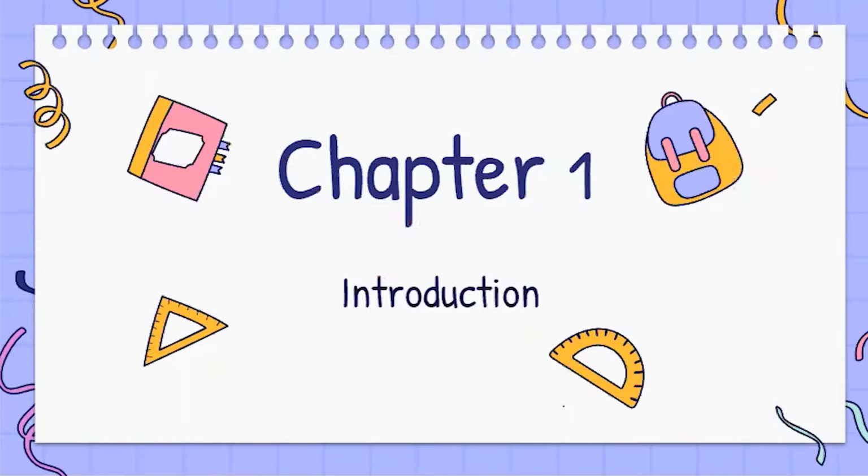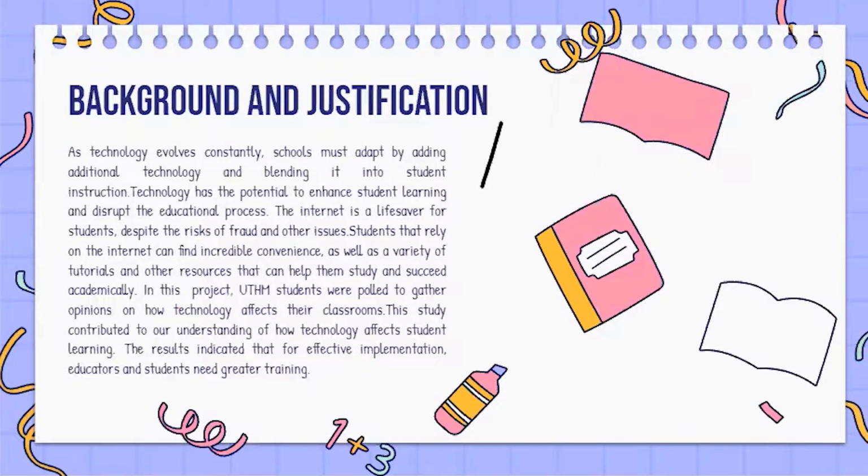For the introduction, the background and justification. As technology evolves constantly, schools must adapt by adding additional technology and blending it into student instruction. Technology has the potential to enhance student learning and disrupt the educational process. The internet is a lifesaver for students despite the risk of fraud and other issues.